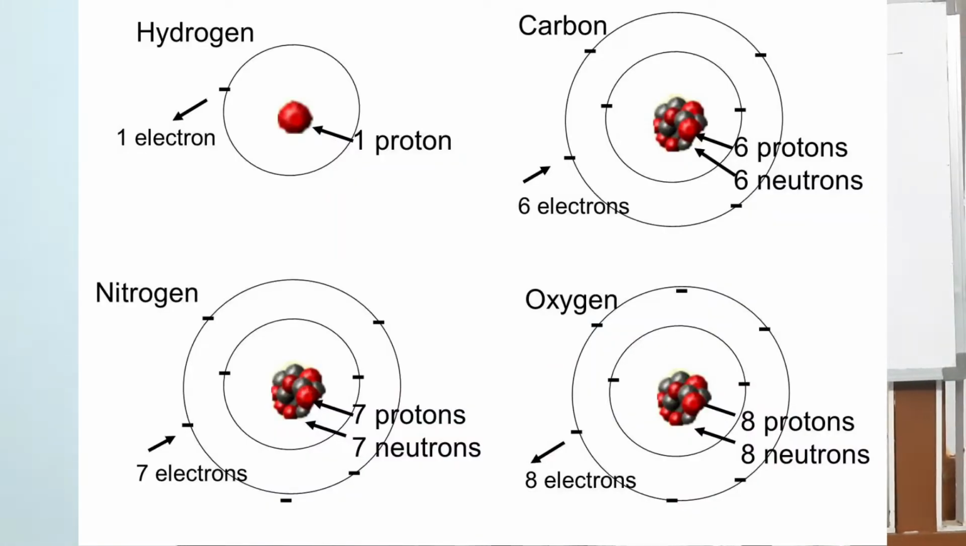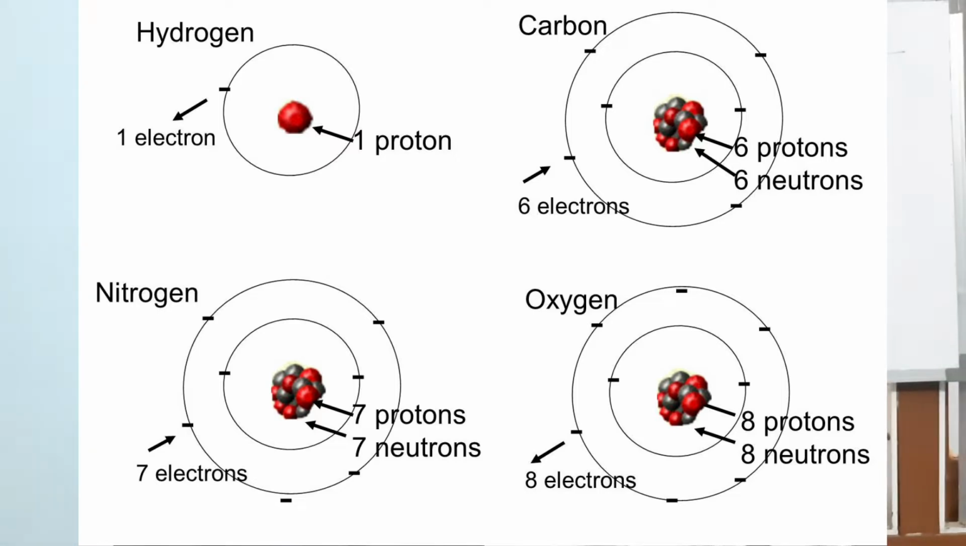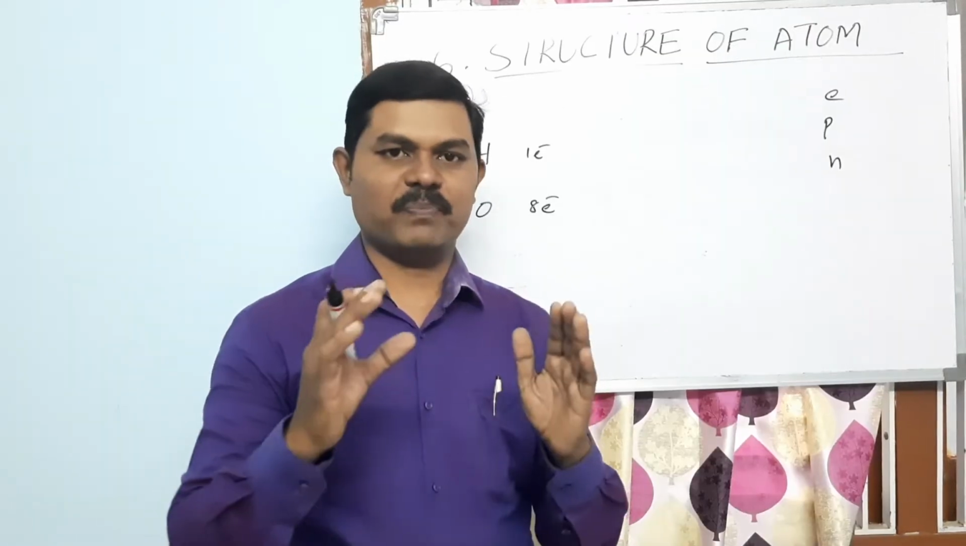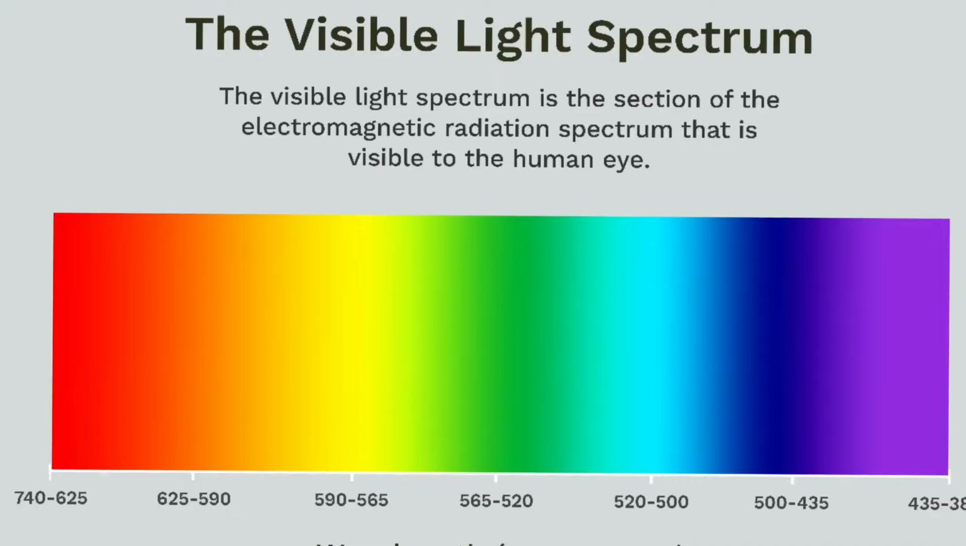If you observe carefully, hydrogen has only 1 electron, but oxygen has 8 electrons. The atomic number of hydrogen is 1, so it has only 1 electron, but oxygen has 8 electrons and 8 protons. So based on the number of electrons and protons, every element is different in its properties also. Next, what is meant by spectrum is given.